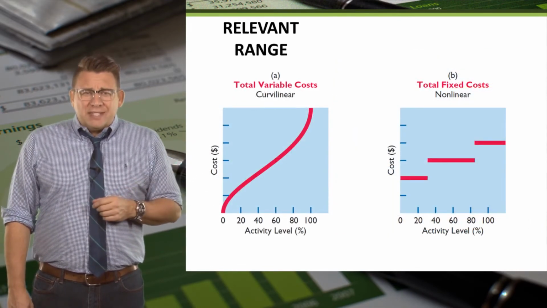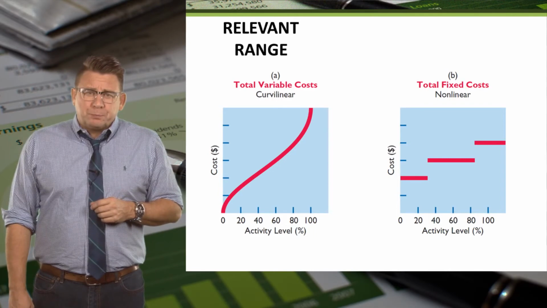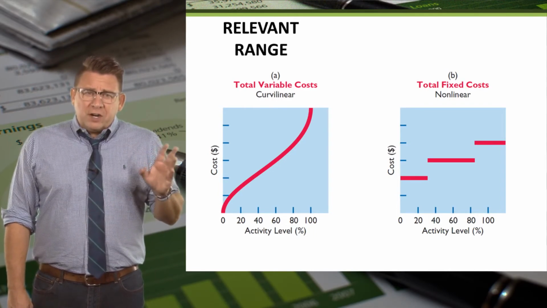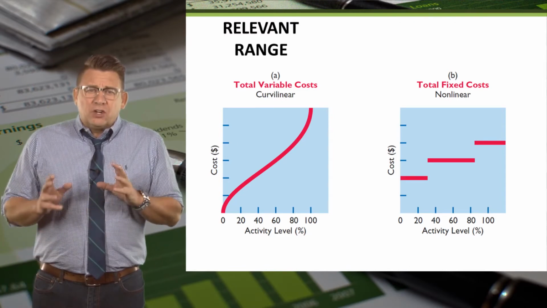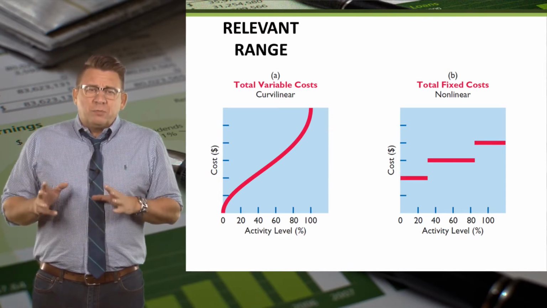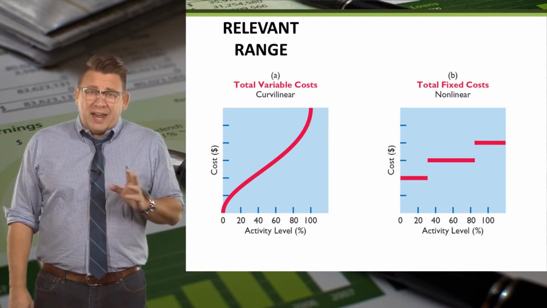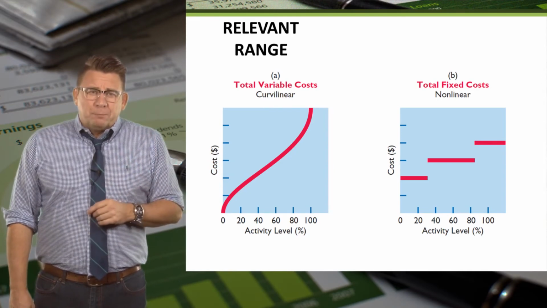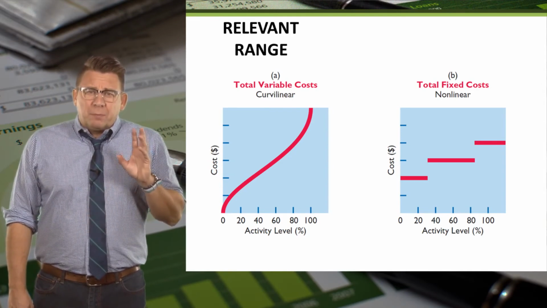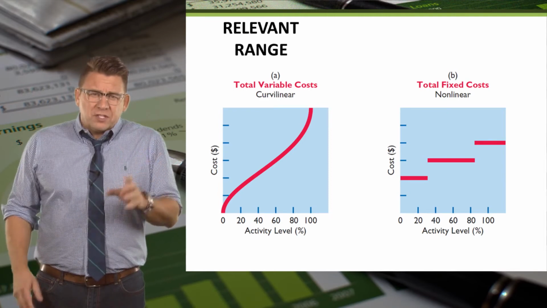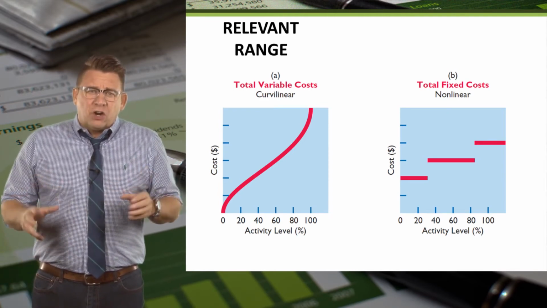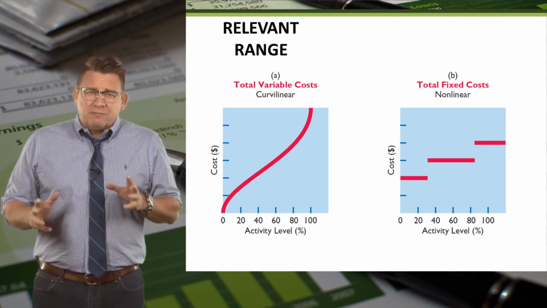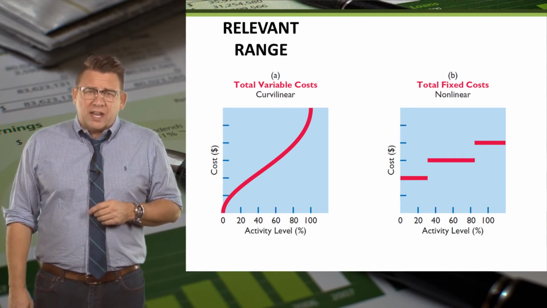Graphically, you can see how the costs change over time. Total variable costs are often curvilinear, which means they increase but not always in proportion to the volume at any level of volume. Think about the purchasing power of Walmart versus a local store.